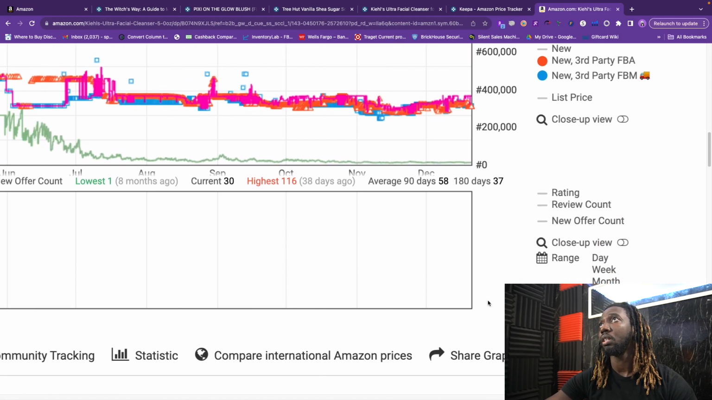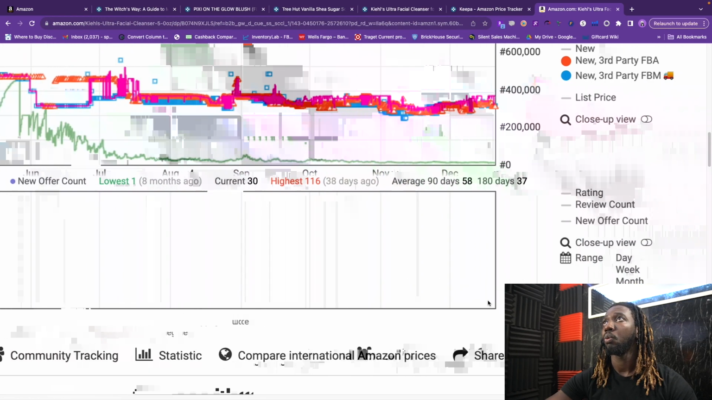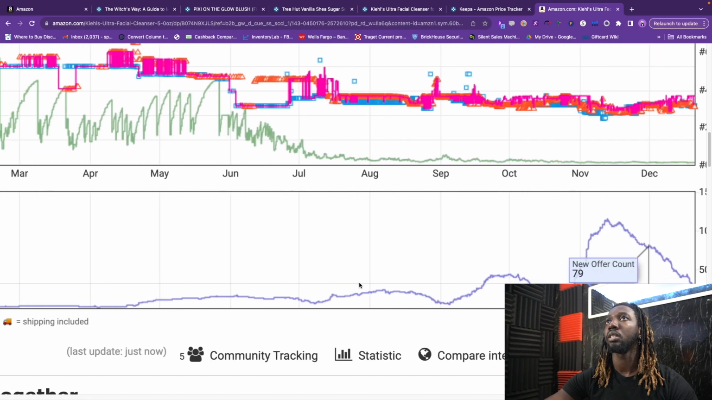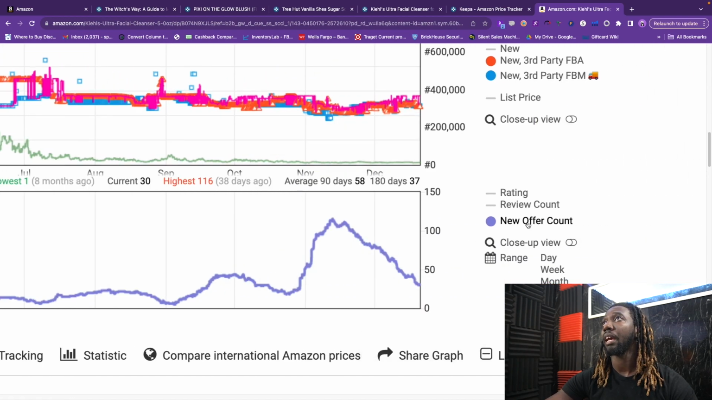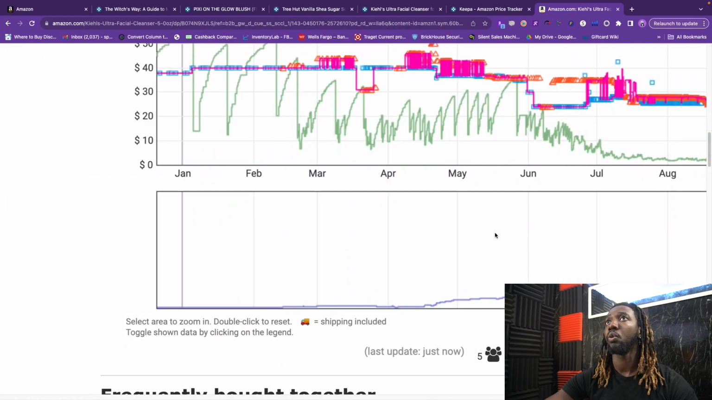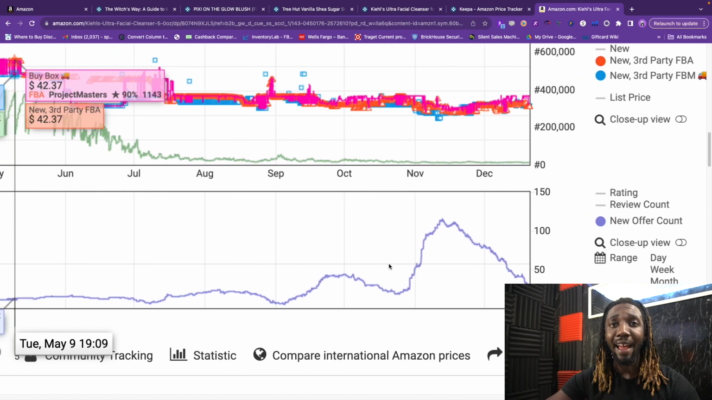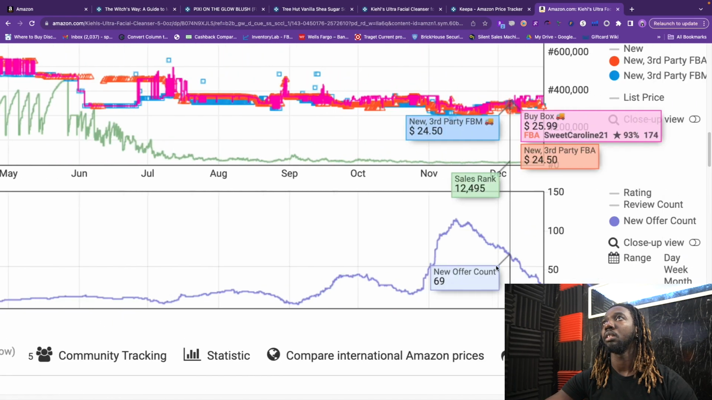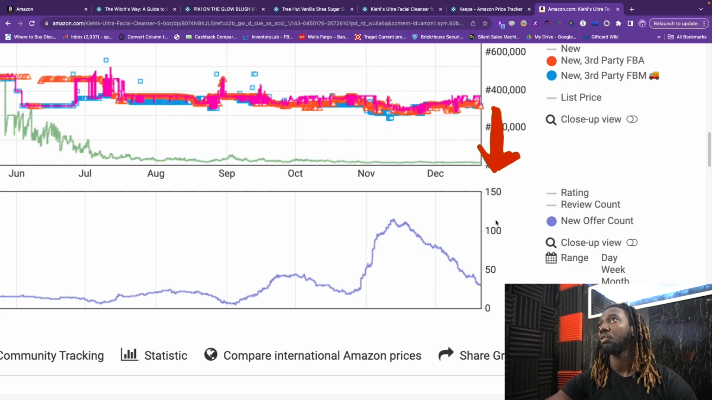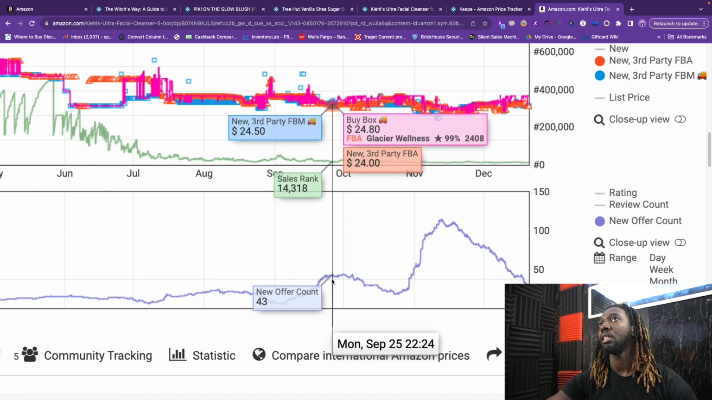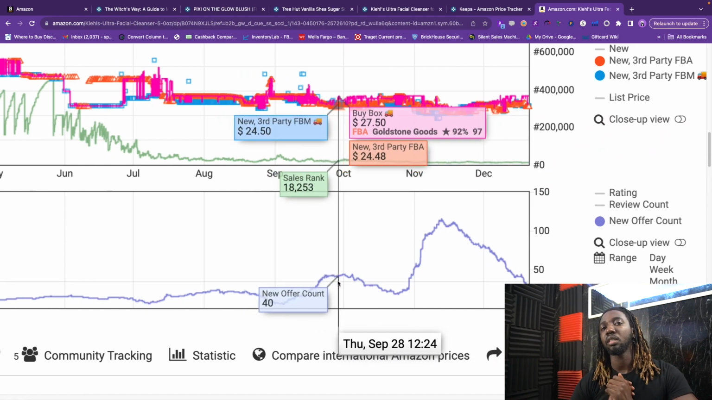And then down here, on this box down here, we want to make sure that we have new offer count toggled on. This lets you know what the competition is like or has been like in the past. So generally we're looking at this chart and this legend over on this side, and basically what this chart is doing is keeping track of how many sellers have been on this listing over whatever time frame you selected.